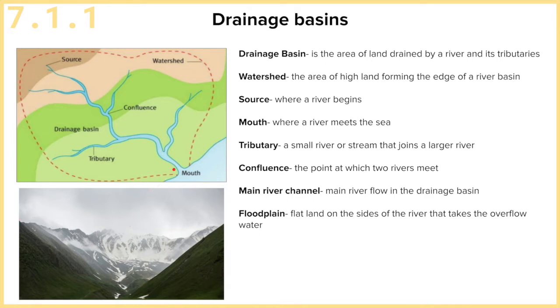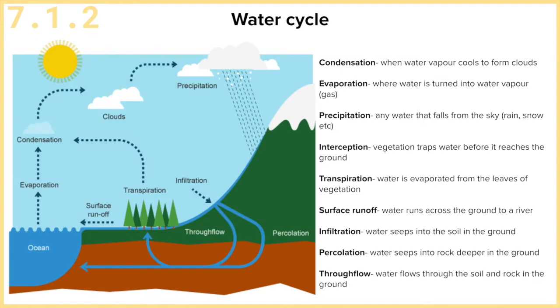So you can see when we're talking about a drainage basin, we're talking about a large area of land that's surrounded by high mountains or tall hills. And depending on what side of the hill or the mountain the rain falls on, depends on whether it goes into one drainage basin or another drainage basin. But how does the water get there? Well, let's have a look at the water cycle.